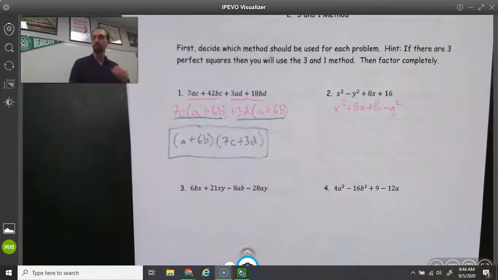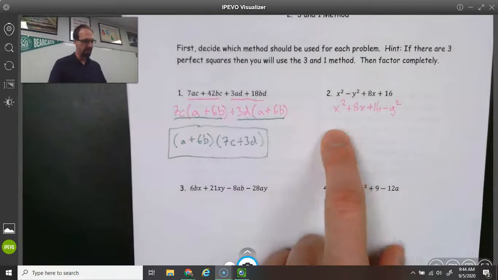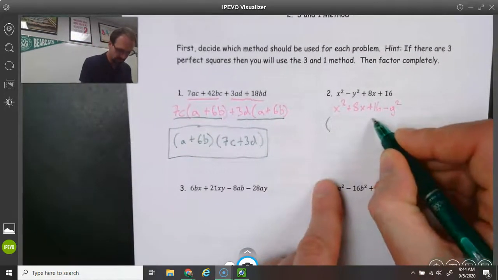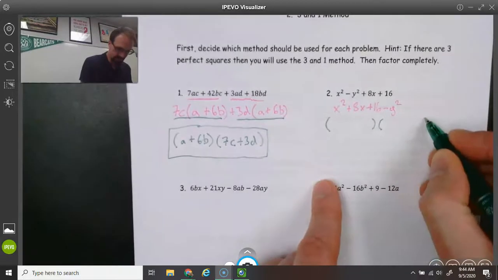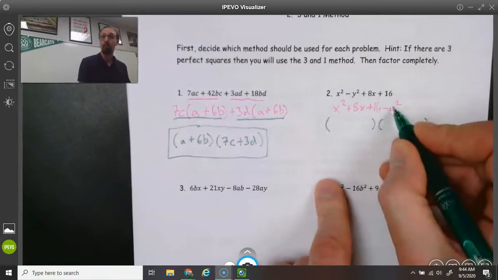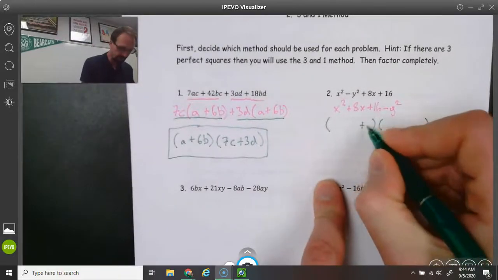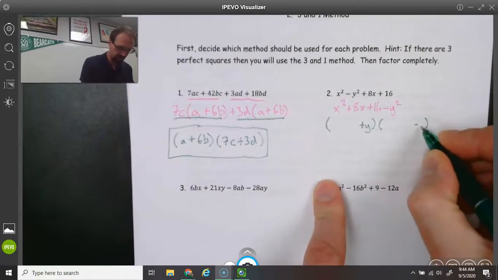So this is the 3 and 1 method. The way that we do this, going through each of the steps, I'm going to set up, so I'm going to factor out my y squared, knowing that that's the last part. So that's going to give me a plus y and a minus y.